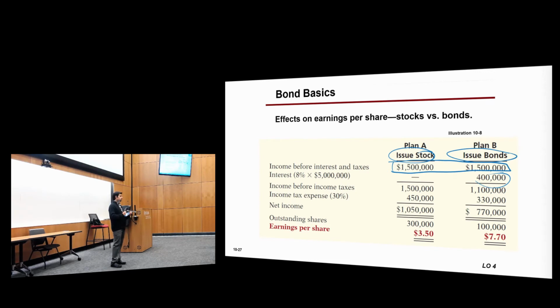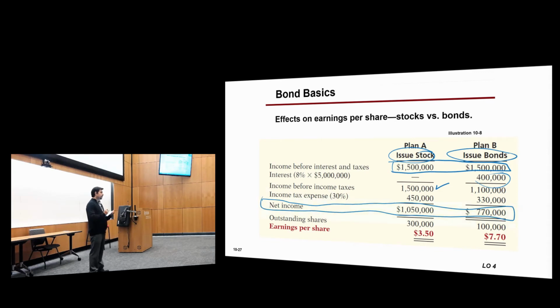Okay? That significantly would lower income. So as you can see here, income before income tax, so this is income after paying interest, is much higher. However, after paying income tax, which will be higher, at the end you have net income. Which one is higher? Plan A or Plan B? Plan A, right? So by issuing stocks, you would end up with a higher net income.